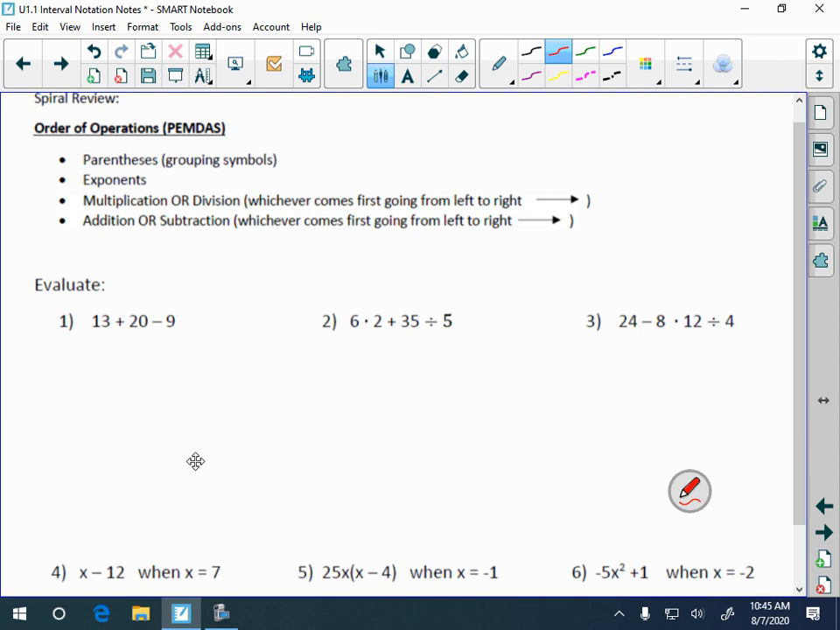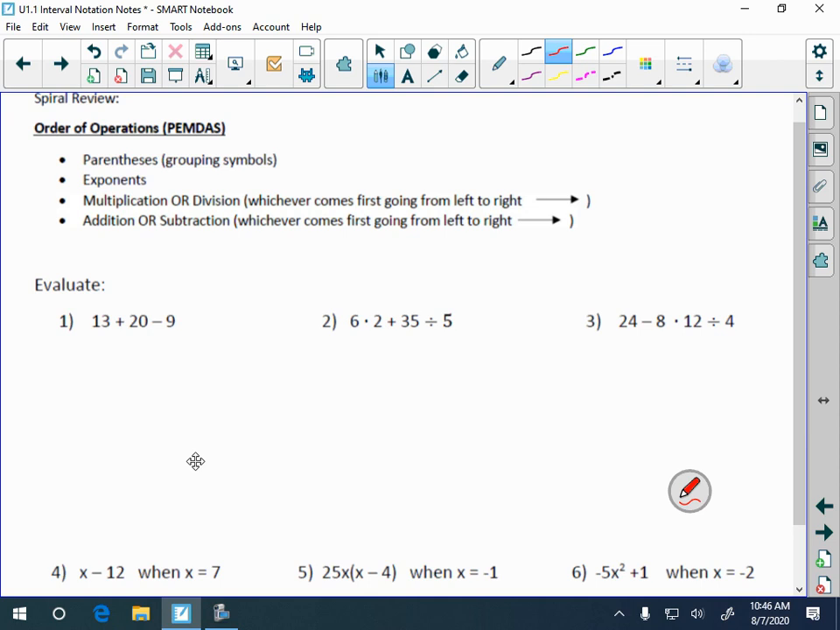All right, so the first thing we're going to look at is order of operations, or PEMDAS. And so we want to remember we do all parentheses or grouping symbols first. Then look at exponents. Then we have to do multiplication or division. This is really important: whatever comes first, going left to right. So if division comes first, going left to right, you have to do division before multiplication. And then after that's all done, then you do addition or subtraction.